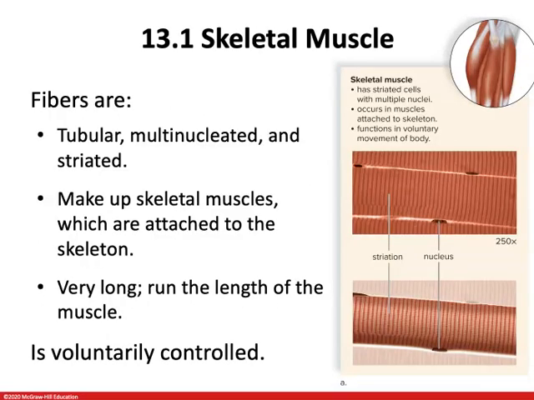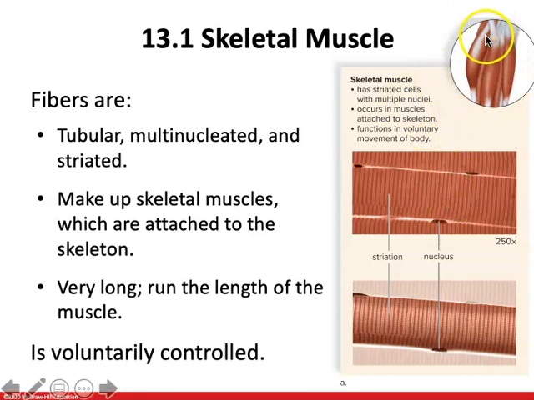Now, the skeletal muscle is the last type of muscle fiber that we're going to talk about. These fibers are going to be tubular, multinucleated, and striated. So we do have these stripes. We have this striped appearance in our skeletal muscle. We are going to see multiple nuclei. We're going to see that skeletal muscle fibers can be very, very long. They'll run the entire length of the muscle.